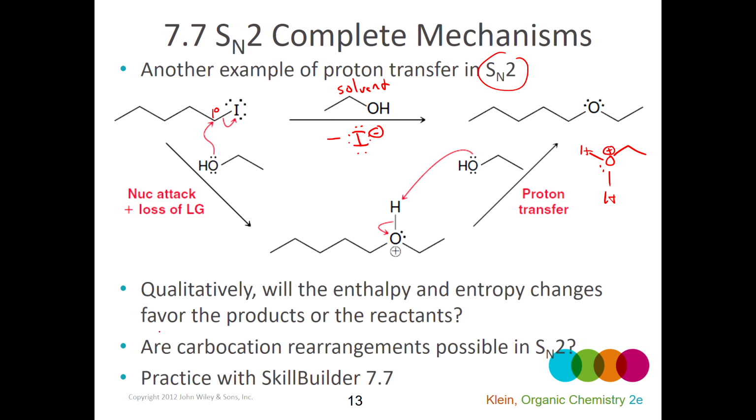So if I want to look at the thermodynamics here, what about the enthalpy? Well, if I'm going to look at thermodynamics, I want the net overall reaction. So what are my reactants? Well, I've got this initial reactant with the iodine. That's one of my reactants. What else? I've got an ethanol here that's reacting. I've got another ethanol here that's reacting. So there are two of those that react.